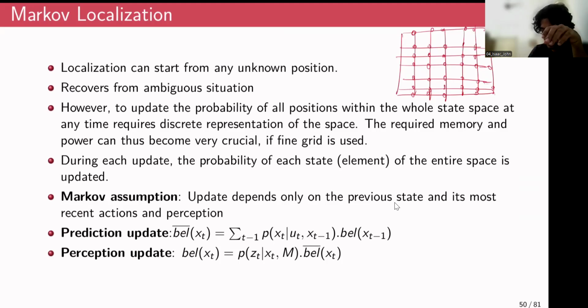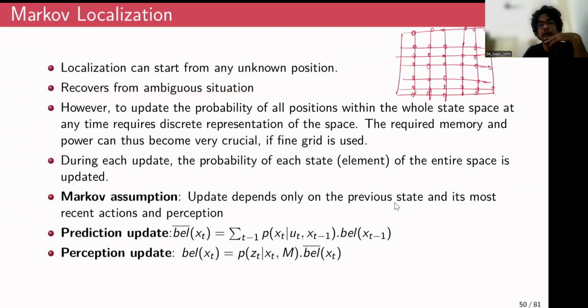As you can see, calculating the probability of this entire grid for each and every iteration is computationally expensive, and requires a lot of computation. But another good element is that it can recover from an ambiguous situation, right? Even if the uncertainty is growing very large, it can still recover from a highly ambiguous situation.